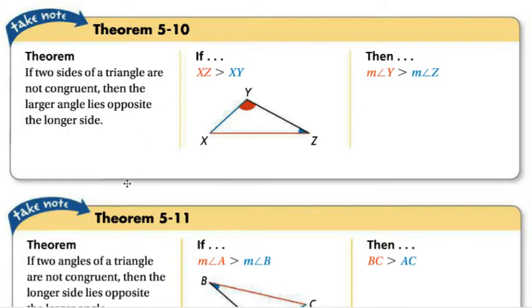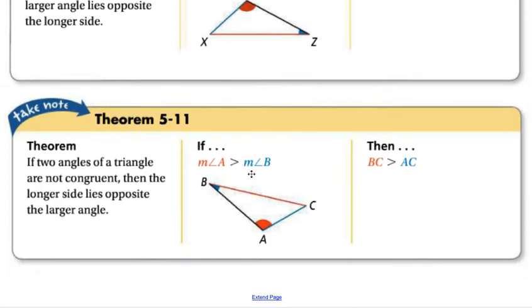So here are a couple of theorems for you that we will be working with in this section. The first theorem, 5-10, basically says if you have two sides of a triangle that are not equal, and one of them is bigger than the other one, the longer side is opposite the bigger angle. In this example, segment XZ is the longest side, and it's bigger than XY. So the angle it's opposite to, angle Y, has to be bigger than angle Z, just because the side is longer.